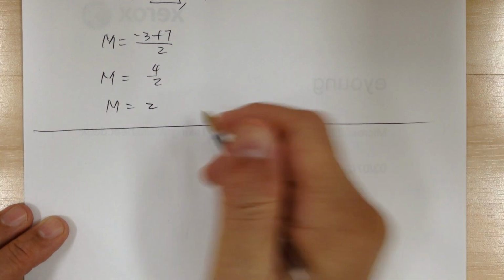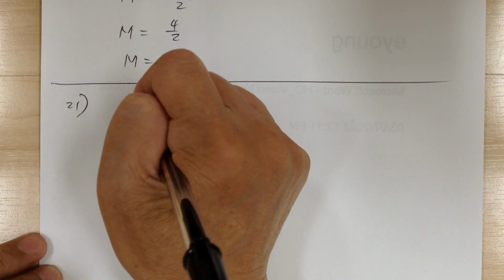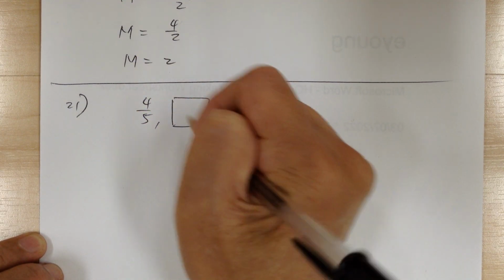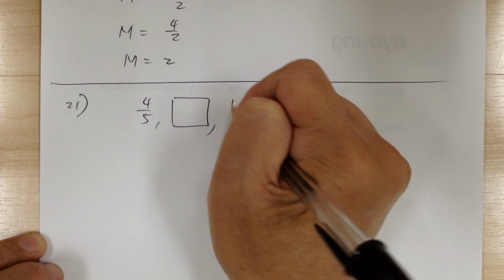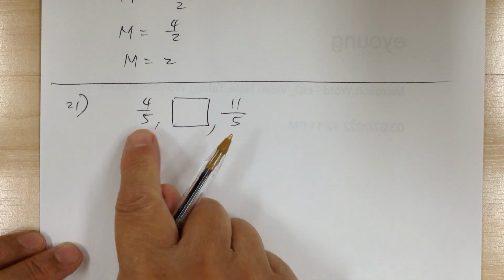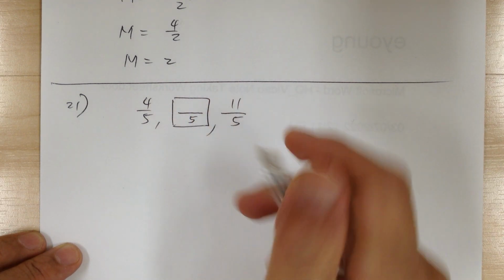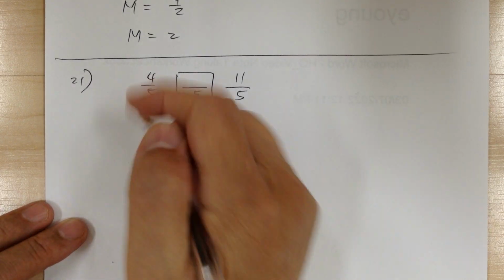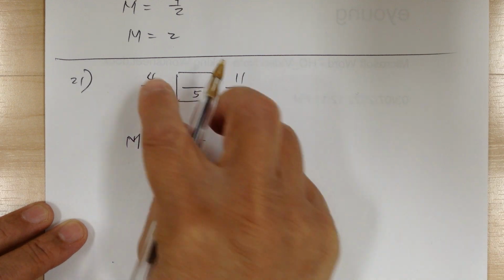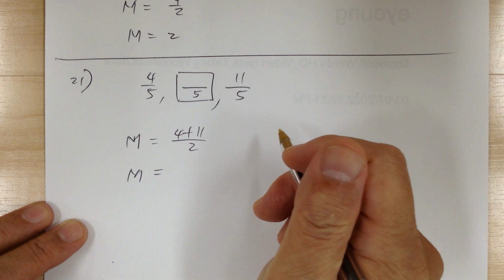Okay, number 21. You have 4 over 5 and 11 over 5, and you're looking for the arithmetic mean, meaning one number in between. Now notice there's a fraction. Notice already 5 and 5. So you can actually just do something over 5 like that and just focus on the top. So the mean will equal to 4 plus 11 over 2, right? 4 plus 11 over 2.